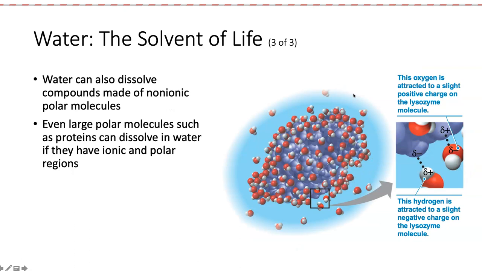Water can dissolve lots of things. It doesn't have to be an ionic bond in order for water to dissolve it, as long as the water is trying to dissolve polar molecules. So large polar molecules, we'll learn that protein is a large polar molecule. Proteins can dissolve in water if they have some ionic or polar regions to them. Like you see right here, this is one protein molecule and it's surrounded by that shell of water.